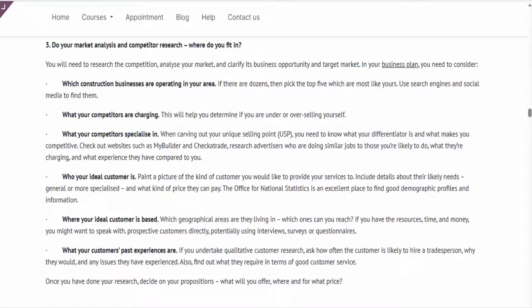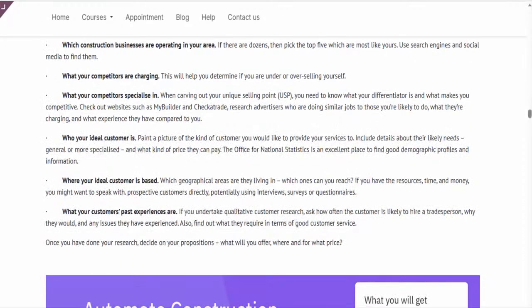Where your ideal customer is based. Which geographical areas are they living in? Which ones can you reach? If you have the resources, time, and money, you might want to speak with prospective customers directly, potentially using interviews, surveys or questionnaires. What your customer's past experiences are.